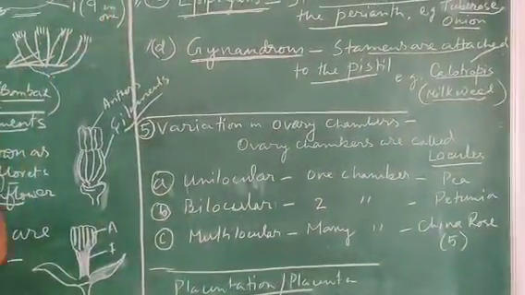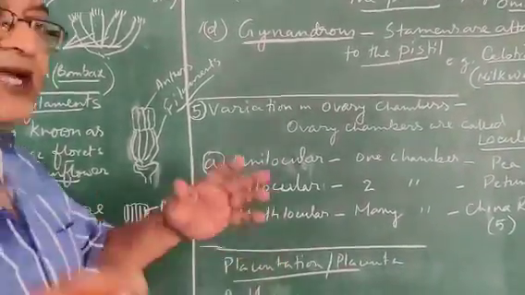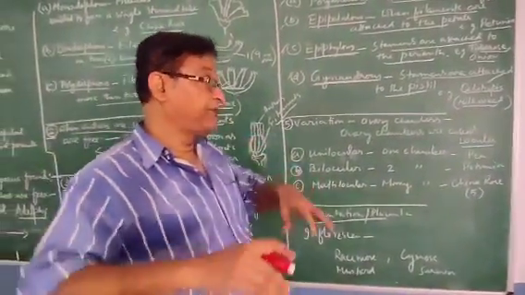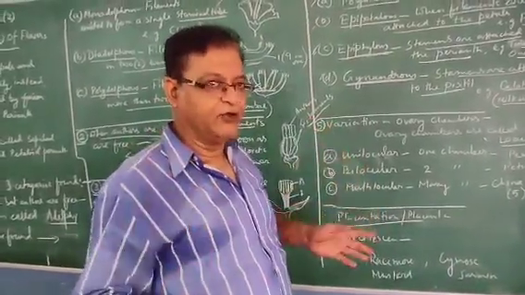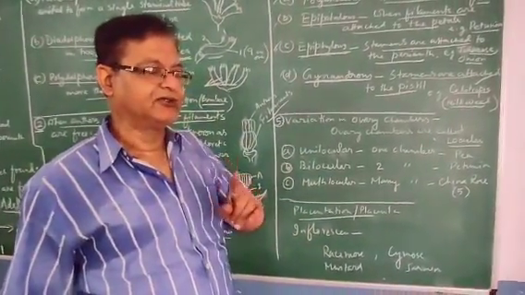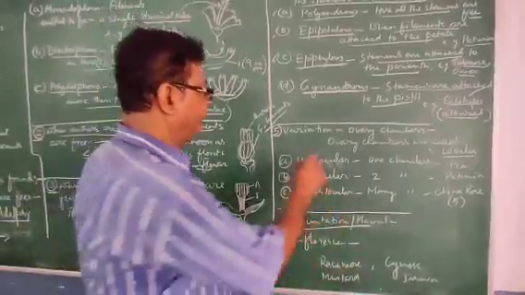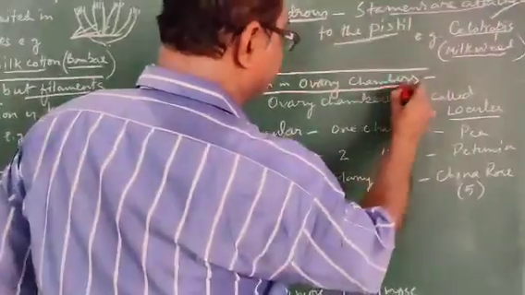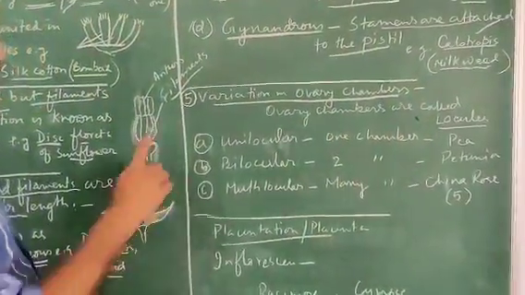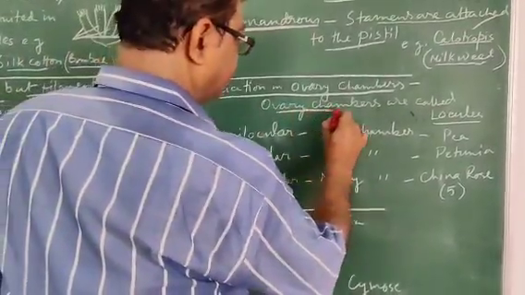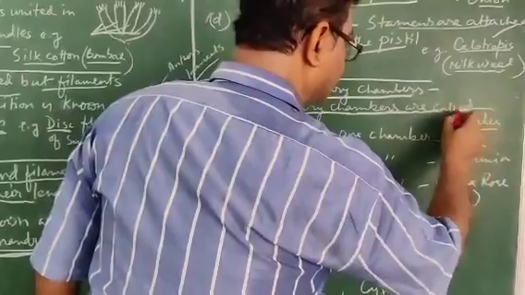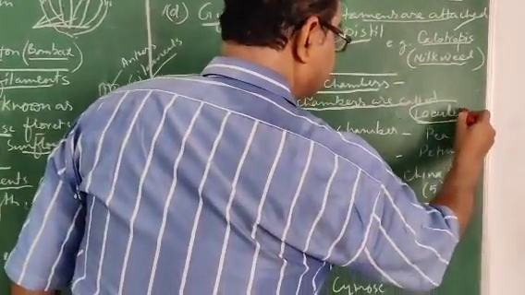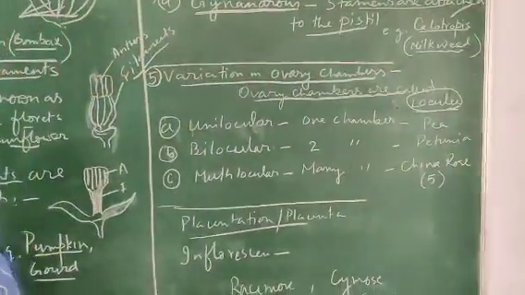This is the variations of anthers and androecium. In the previous video I told you about the variation of gynoecium. Only one thing left out, and that I am telling here: variation in the ovary chambers. The compartments of the ovary are called locules. Remember, the chambers of the ovary are called locules.